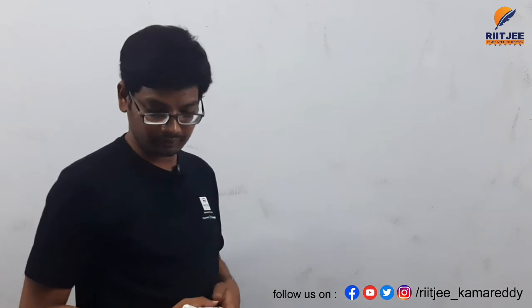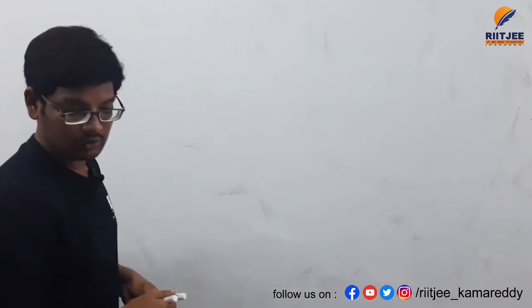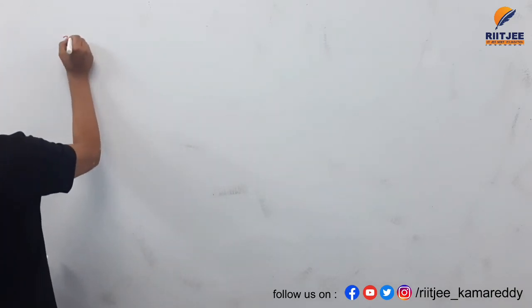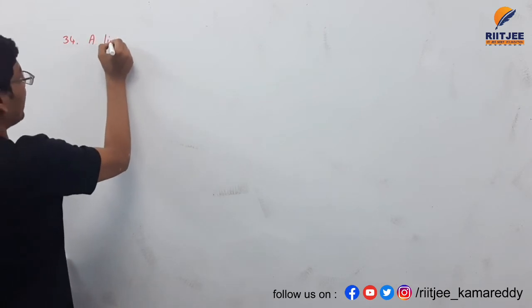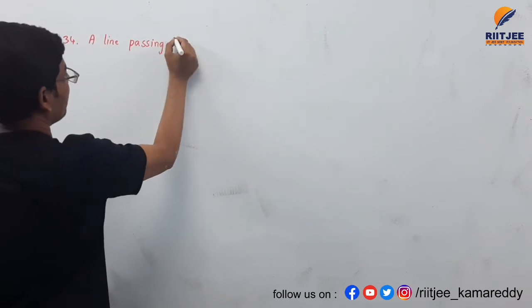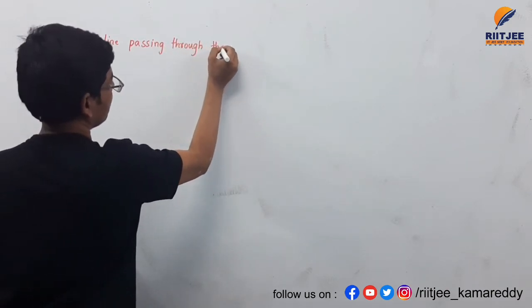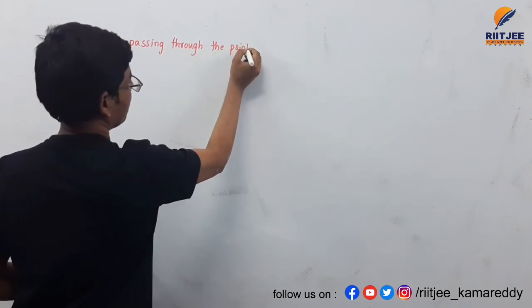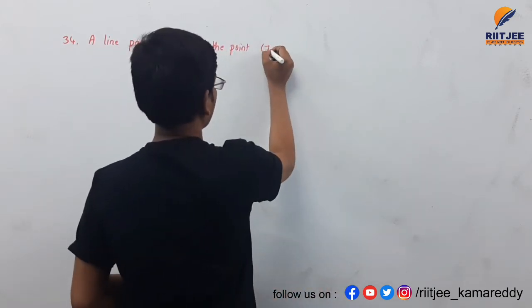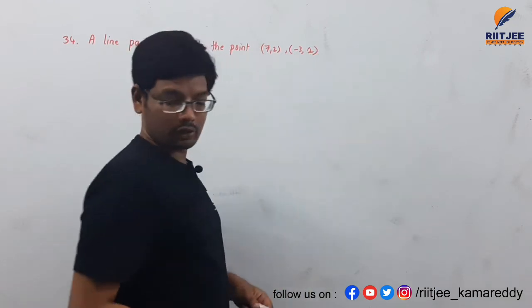Question number 34. A line passing through the points 7, 2 and minus 3, 2. Then the image of the line, x axis or y axis.